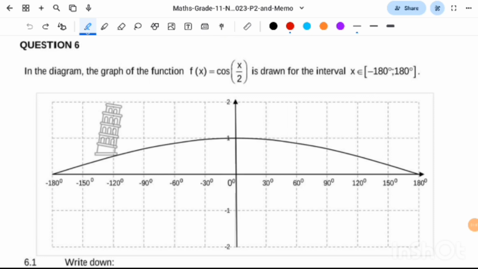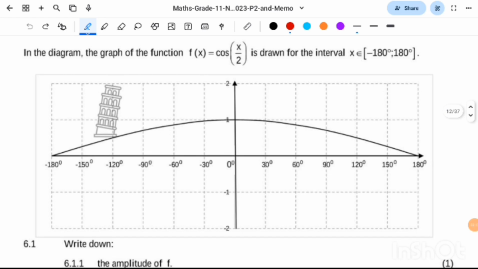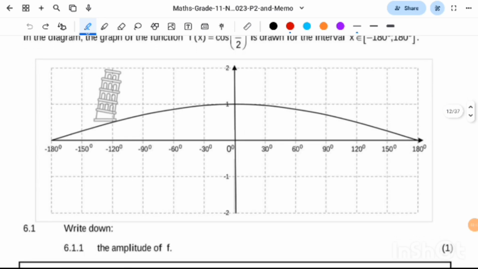Question 6 says that in the diagram, the graph of the function f of x is equal to cos x over 2 is drawn on the interval x element of minus 180 degrees to 180 degrees. That is what we are given. Those are the conditions we are given, so we cannot change the conditions. Now, the first question says, what is the amplitude of f?